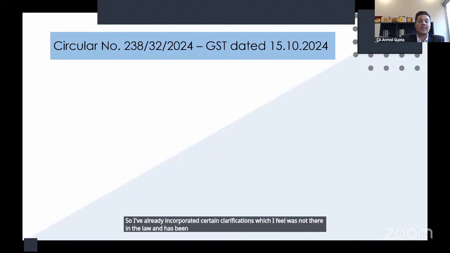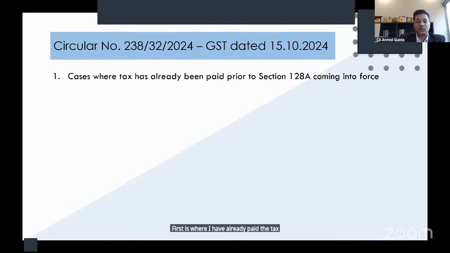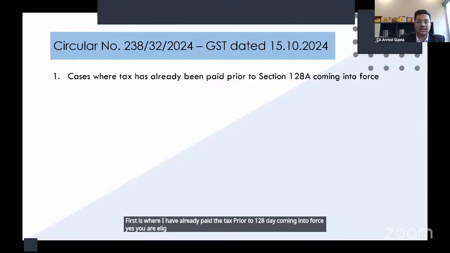by this circular. First is where I have already paid the tax prior to 128A coming into force. Yes, you are eligible for adjusting that tax. So, for example, there is a liability of 100 rupees and you have already paid 20 rupees under protest at the time of inquiry only. So, that 20 rupees can be adjusted, and now you only need to pay 80 rupees in order to avail the benefit of interest and penalty waiver.